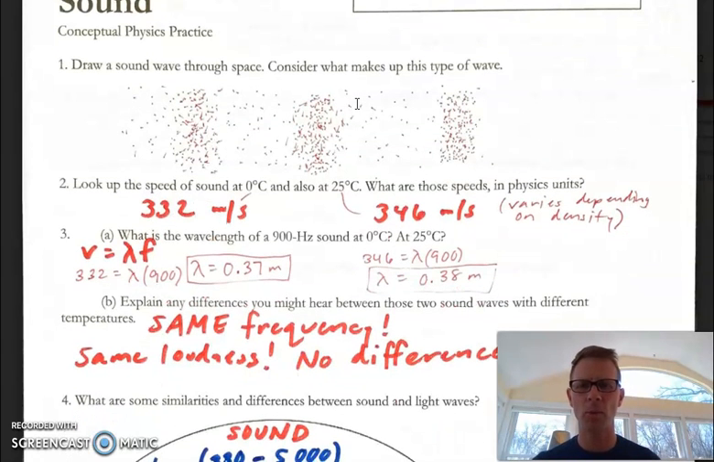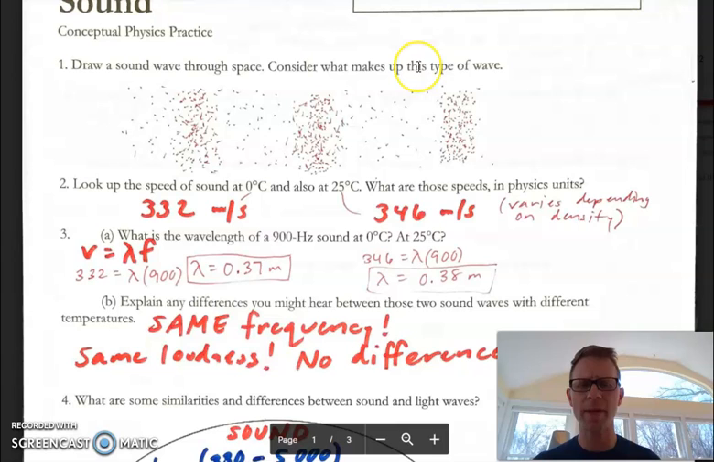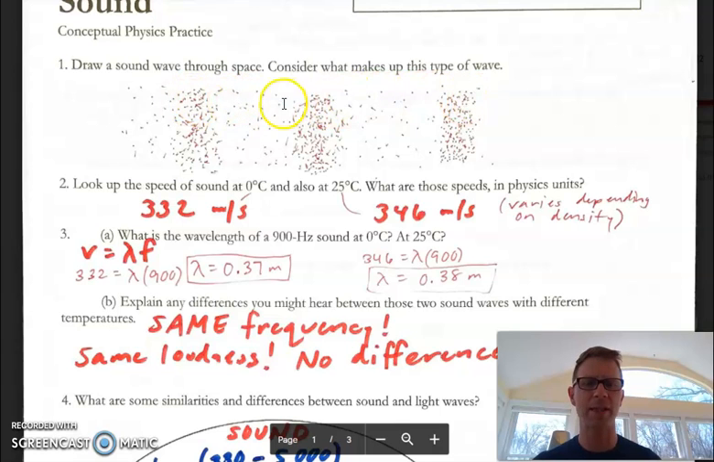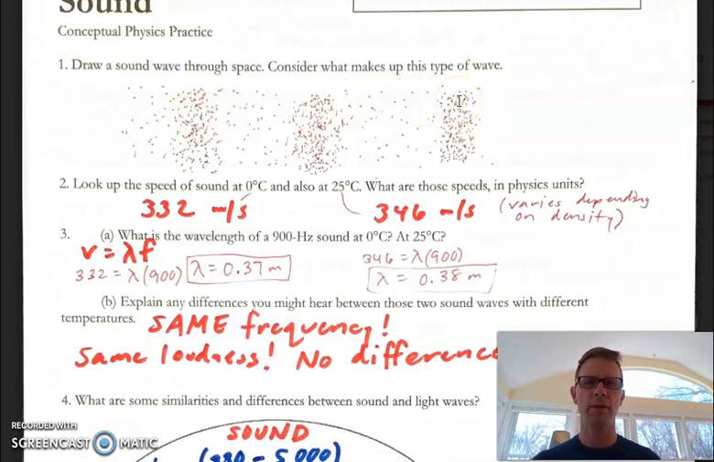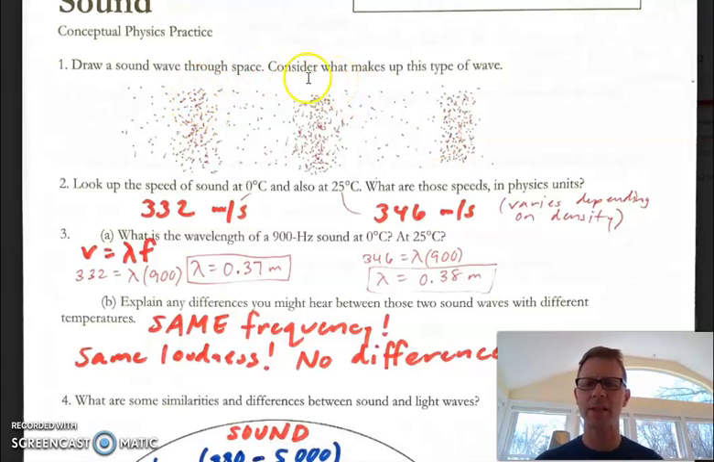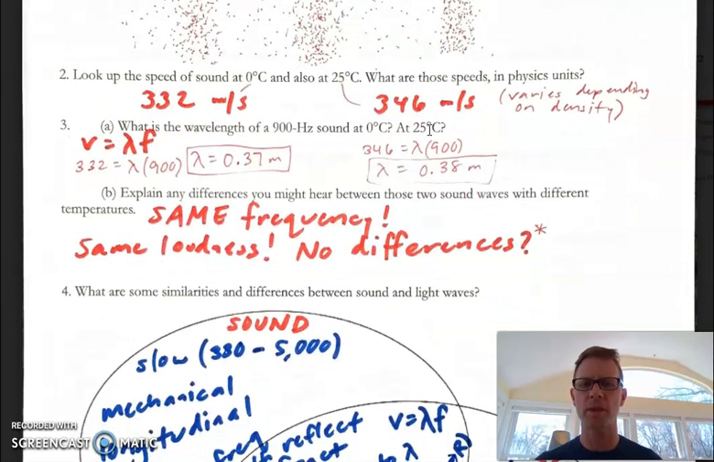Notice what I did here for number 1. It says consider what makes up this type of wave. So I didn't particularly ask for the motions of the particles. I just asked for what the wave looks like, and this is what a sound wave would look like because it's air particles. Or these could even be particles of aluminum or particles of water. It could be a lot of different kinds of molecules, but there are compressions. If you look back at the notes, sound is a longitudinal mechanical compression wave, and you can see the wavelength between these compression regions.